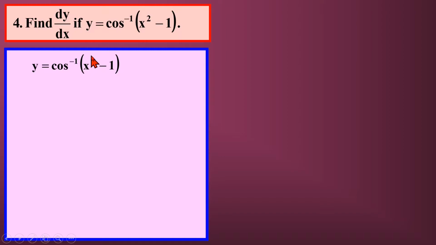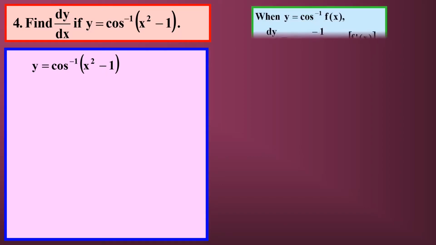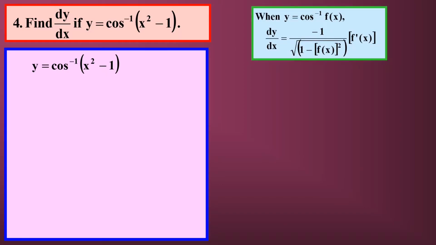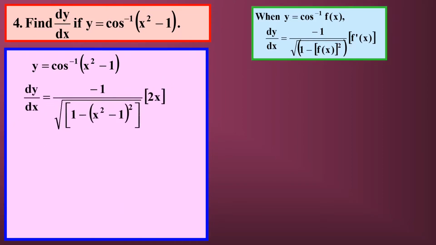If I have x squared minus 1 with cos inverse x, when I differentiate them, I still use the same formula. What I'm going to do is put in x squared minus 1 inside the place of f(x). So I have 1 minus my function, x squared minus 1, squared, multiplied by the differentiation of the function. So I have 2x put at the side.